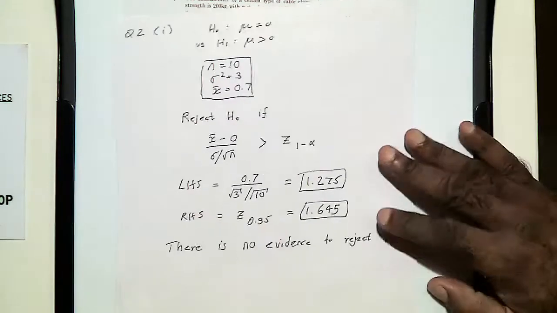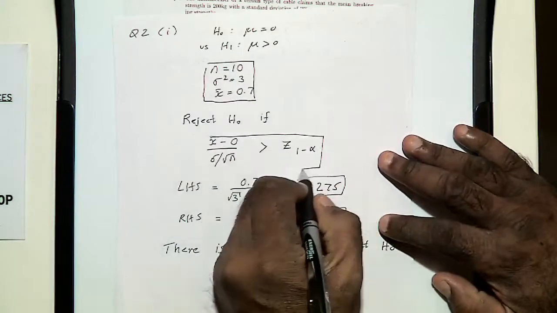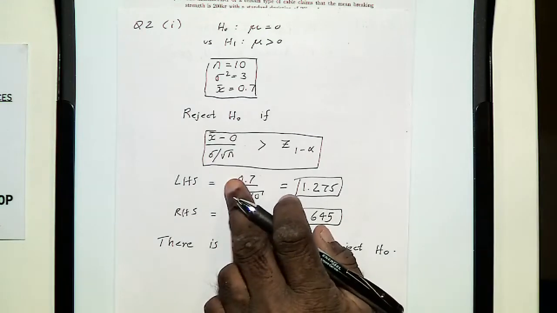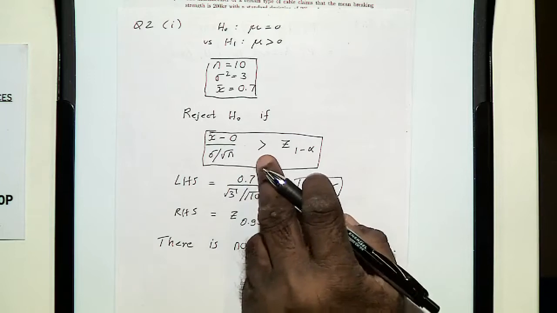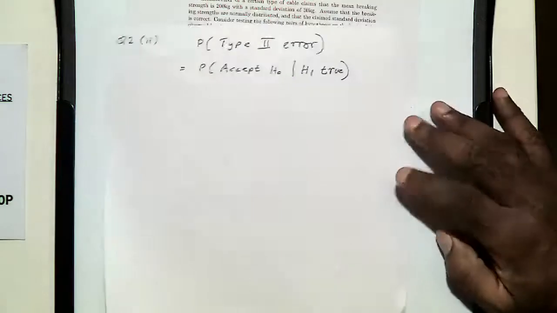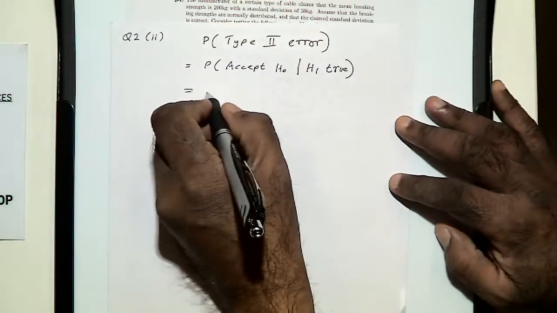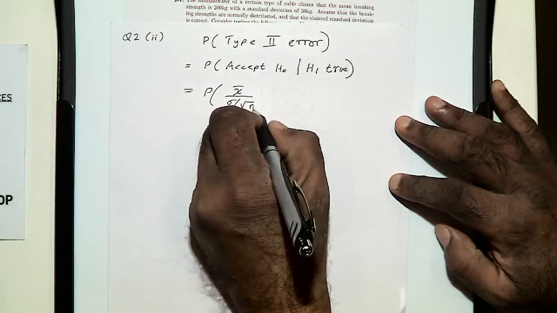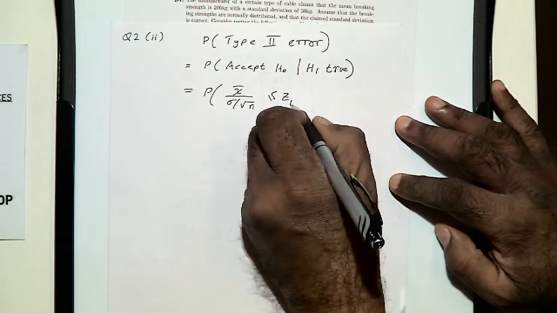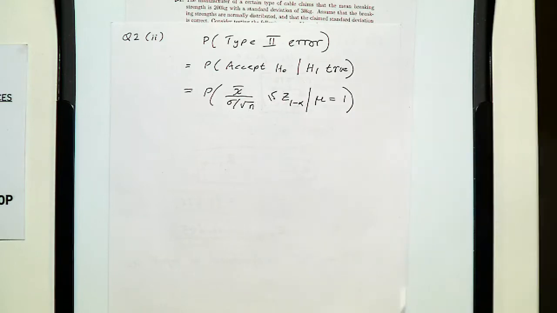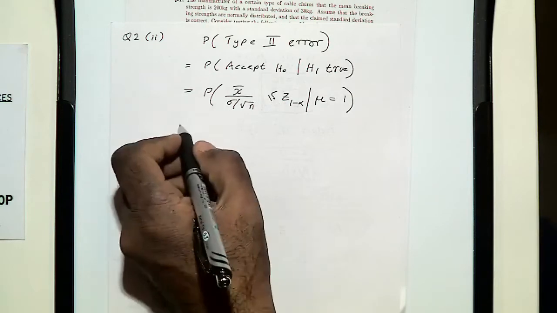Now, this is the rule for rejecting the null hypothesis, right? So the rule for accepting will be, instead of greater than, you will have less than or equal to. So this will be the probability that x bar minus mu0 divided by sigma by root of n is less than or equal to z1 minus alpha, given mu equal to 1. This is the probability that you want to work out.